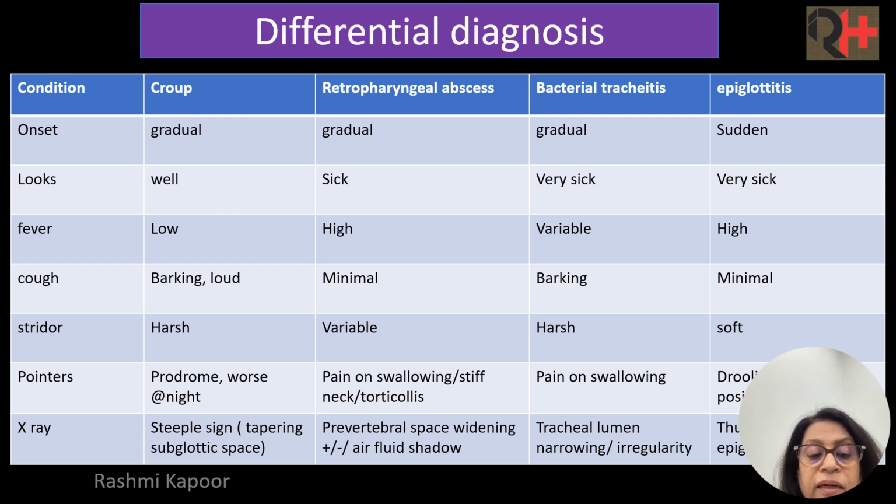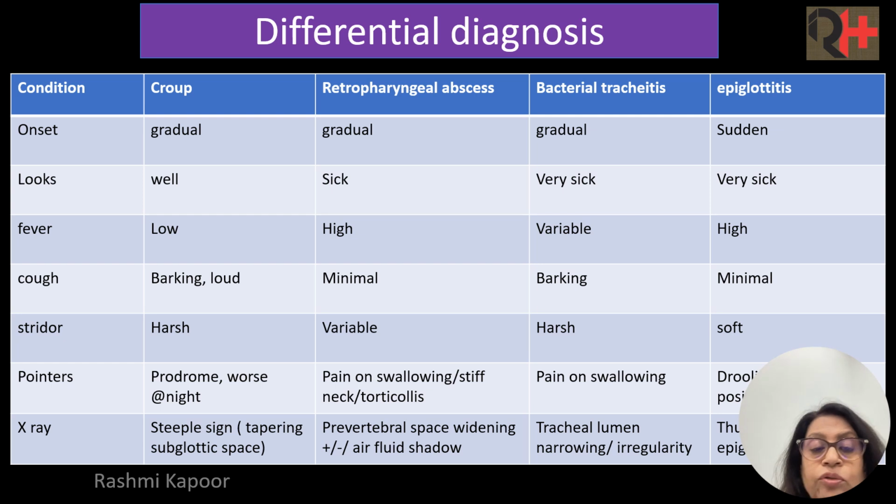The pointers are that in croup there is a prodrome of URI. It is worse at night. In retropharyngeal abscess, the pointer is pain on swallowing and the stiff neck and torticollis, which are the typical triad of retropharyngeal abscess. In bacterial tracheitis, there may be a preceding history of viral infection and there is pain during swallowing. And in epiglottitis, there is drooling of saliva and the child takes up a sniffing position.